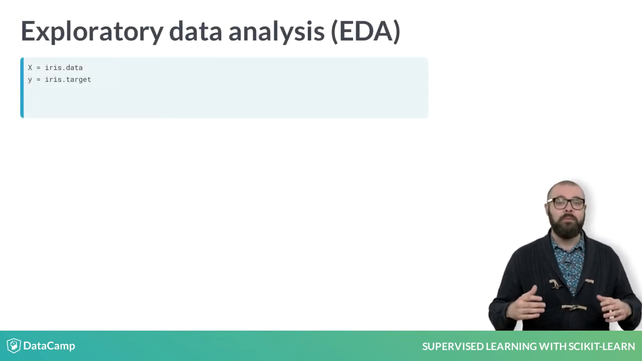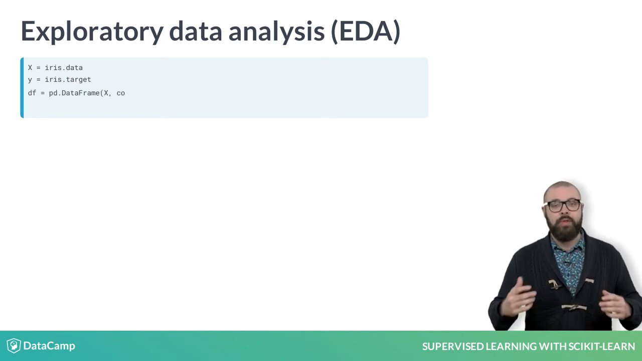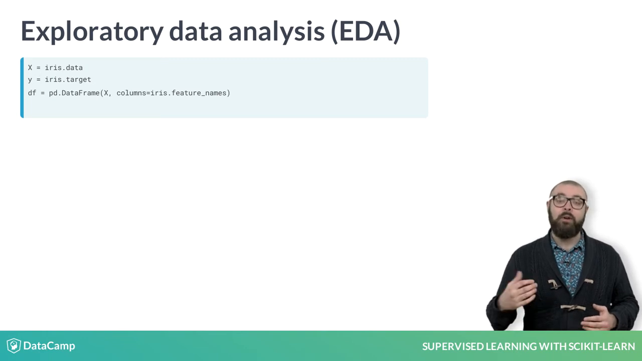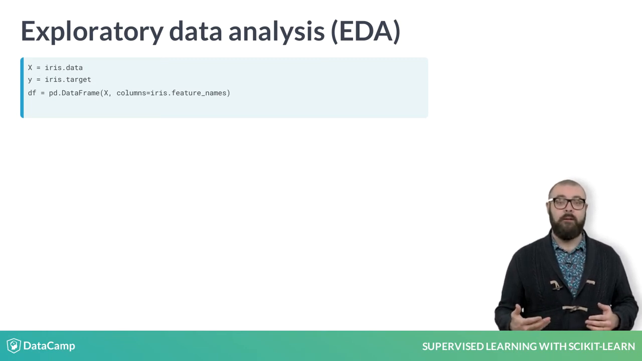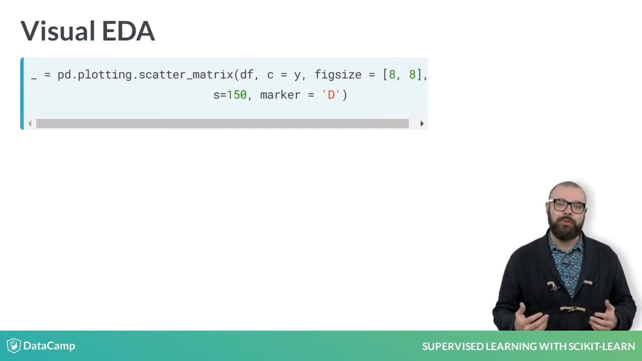In order to perform some initial exploratory data analysis, or EDA for short, we'll assign the feature and target data to X and y respectively. We'll then build a data frame of the feature data using pd.DataFrame and also passing column names. Viewing the head of the data frame shows us the first 5 rows. Now we'll do a bit of visual EDA.